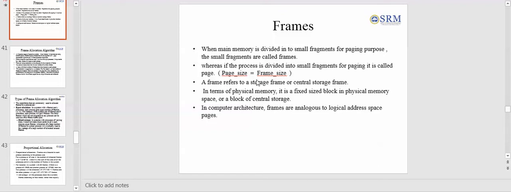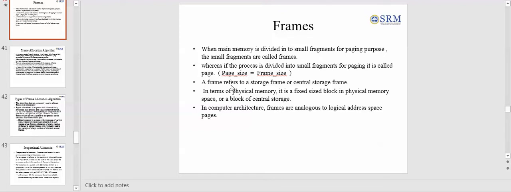A frame refers to a storage frame or central storage frame. In terms of physical memory, it is a fixed-sized block in physical memory, or a block of central storage. In computer architecture, frames are analogous to logical address pages. So this is an introduction about what frames are. We would have seen a lot about frames when we studied paging, segmentation, and the structure of the page table.